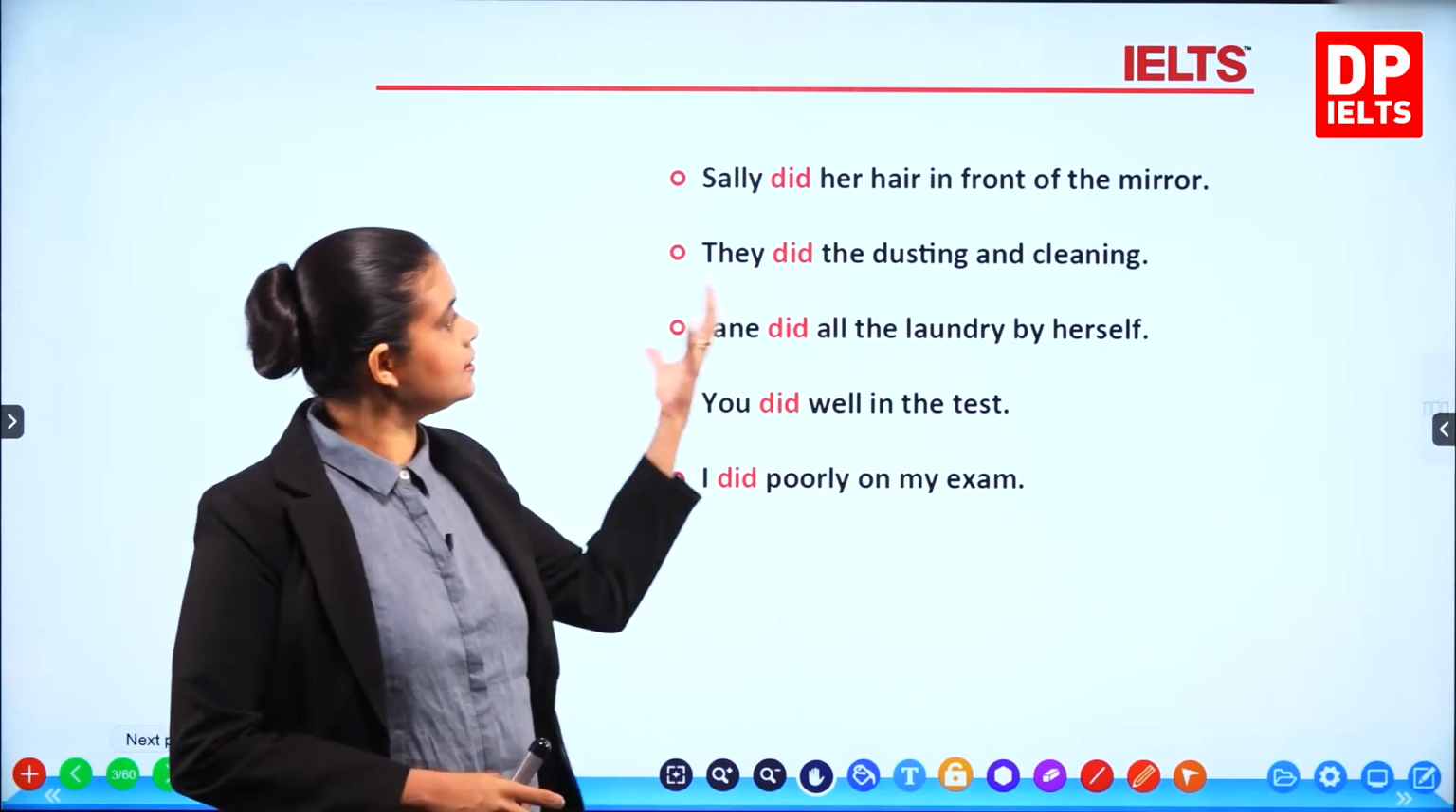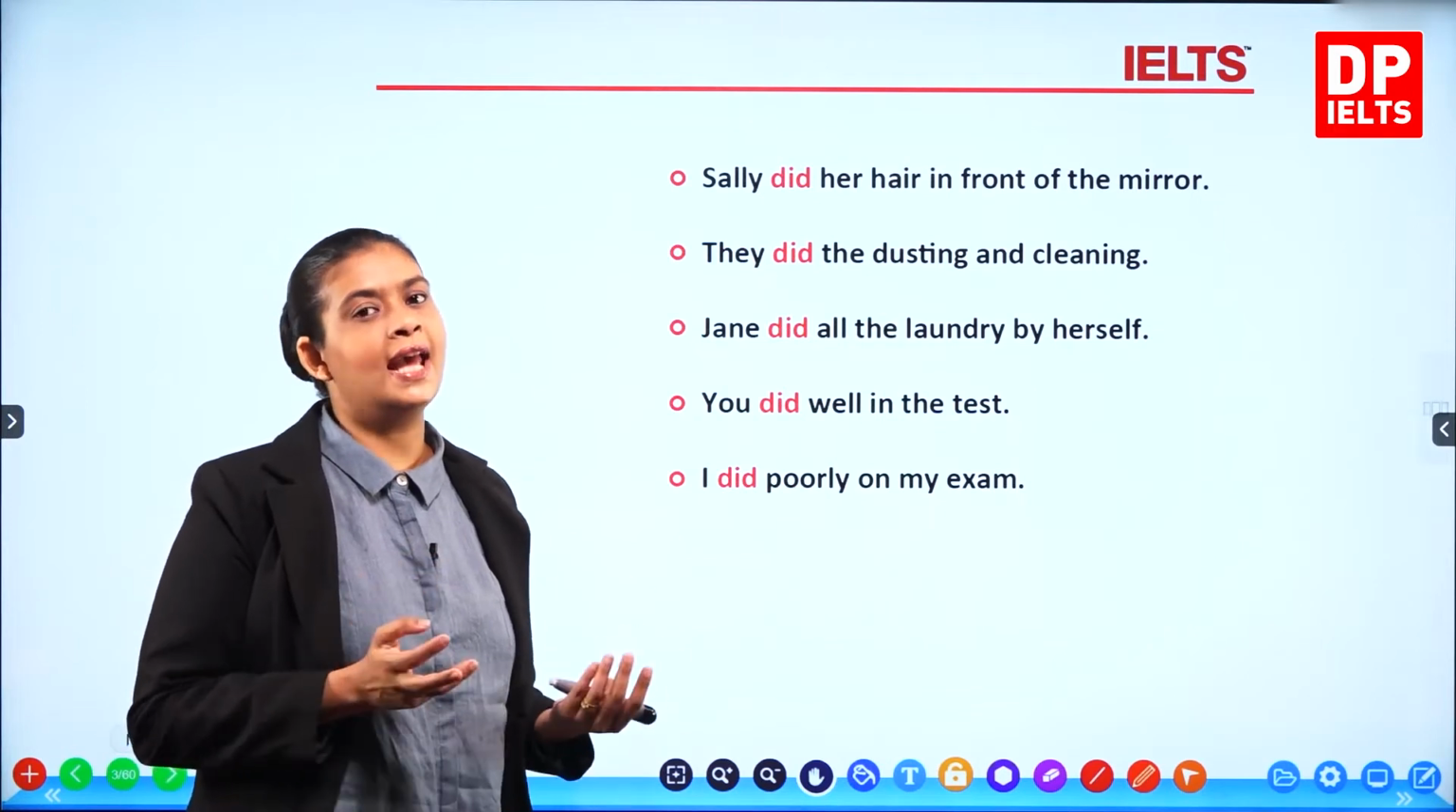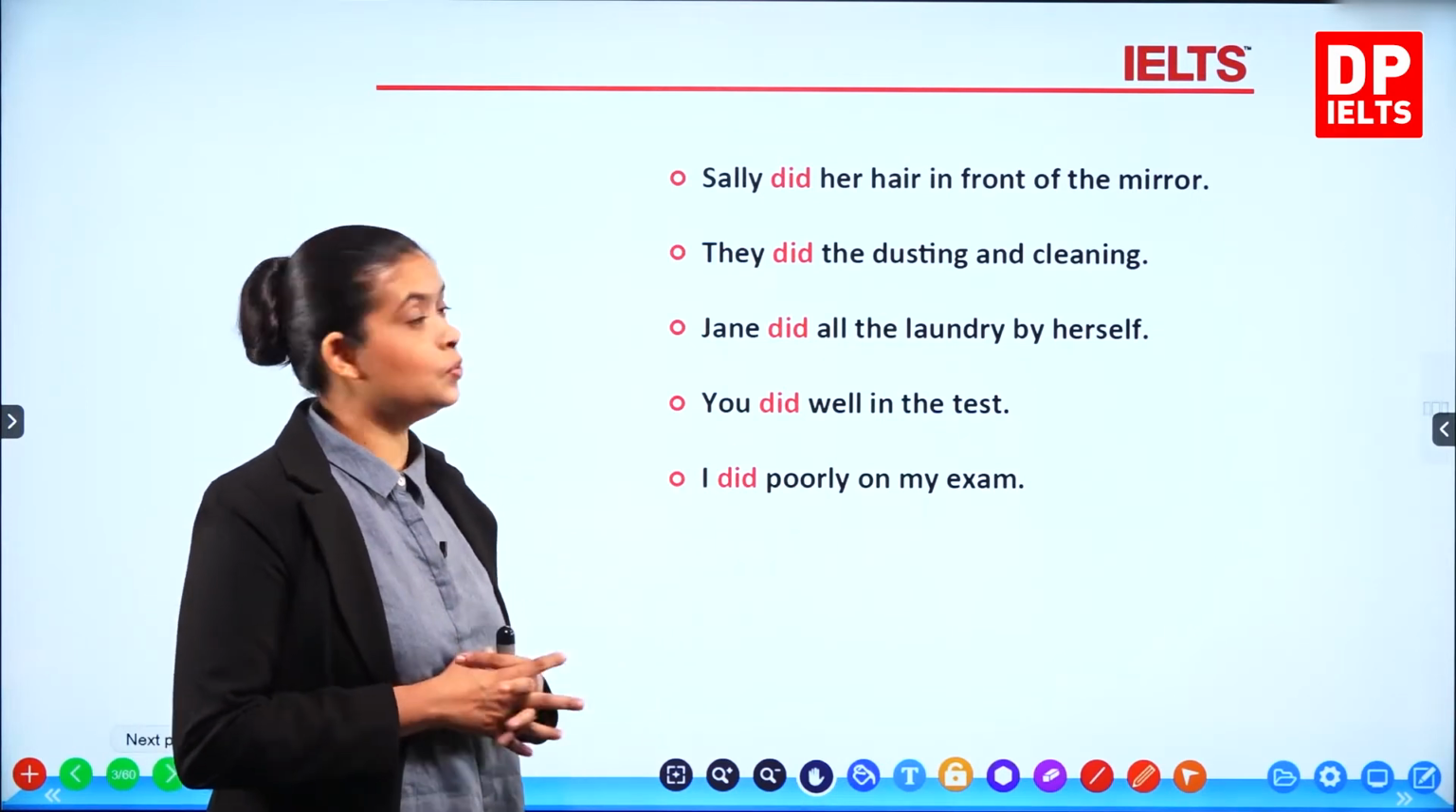Now here are some of the examples for you to understand where to use it.